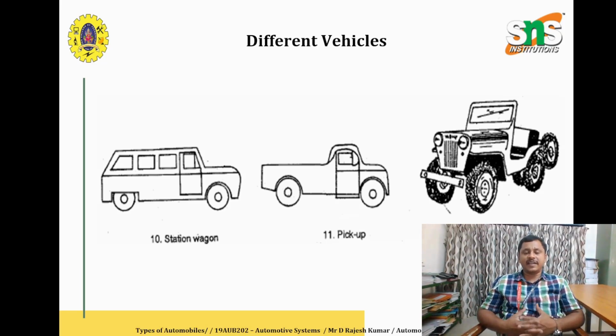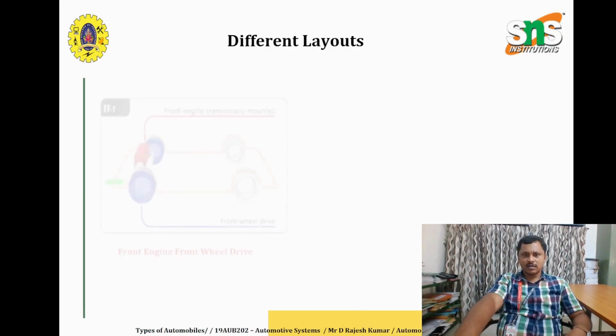The next one is the pickup truck. You can see all the Tata power steering trucks, the Mahindra Bolero. These kind of trucks are called pickup trucks. And the last one is the Jeep. Jeep is used for high traction, and it is a four-wheel drive. It has a transmission box. The transmission box is coupled with the gearbox, so the power is equally transmitted to all the wheels. So it is used for off-road purposes.